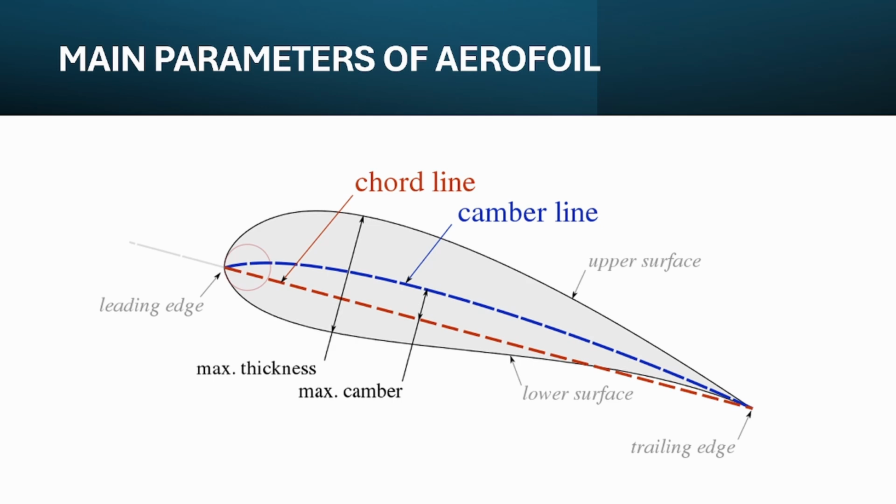Another important parameter is the maximum thickness of the airfoil. Along the chord line, you will have a point where the airfoil has the maximum thickness, and that's what we call max thickness. And also there is a max camber point, which is also along the chord line, a point where the distance between the chord line and the camber line becomes the highest. These parameters you will need in future to describe some airfoils we will cover in following videos.